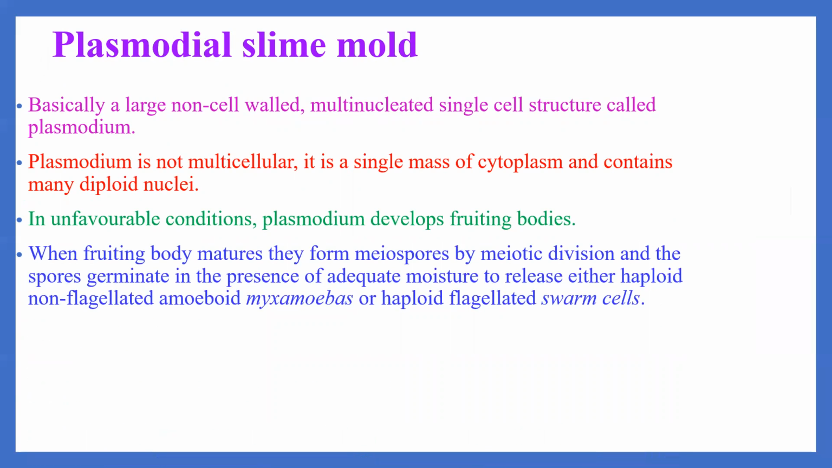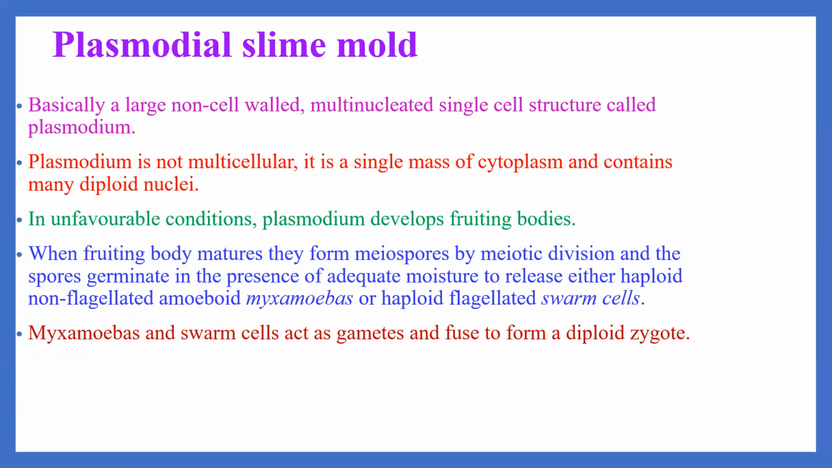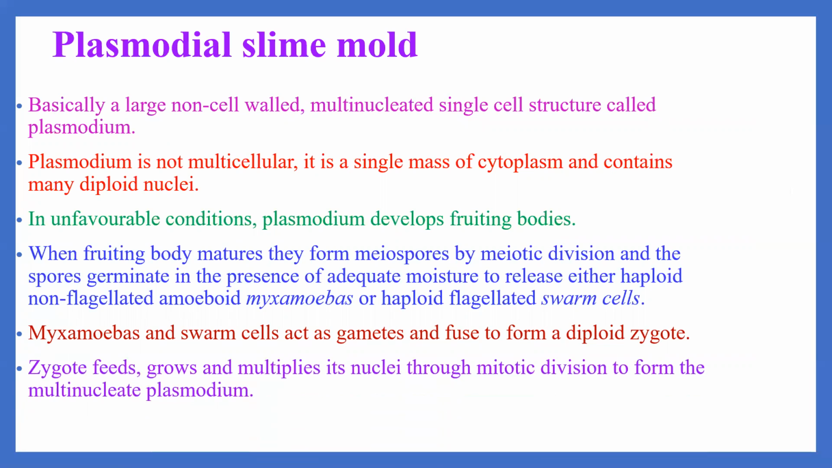When the fruiting body matures, they form meiospores by meiotic division, and the spores germinate in the presence of adequate moisture to release either haploid non-flagellated amoeboid myxamoebas or haploid flagellated swarm cells. Myxamoebas and swarm cells act as the gametes and they fuse to form a diploid zygote. The zygote feeds, grows, and multiplies its nuclei through mitotic division to form the multinucleate plasmodium.